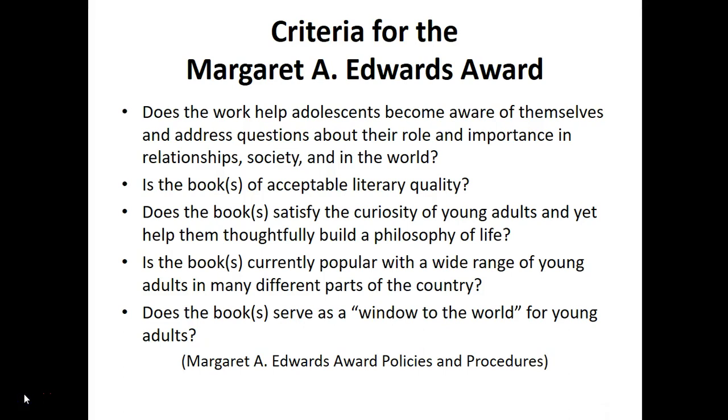The criteria for the Margaret A. Edwards Award include some of what we've been discussing on our discussion board as far as quality versus popularity. It includes both. So, does the work help adolescents become aware of themselves and address the questions about their role and importance in relationship to society and the world? Is the book of acceptable literary quality? Does the book satisfy the curiosity of young adults and yet help them thoughtfully build a philosophy of life? Is the book or books currently popular with a wide range of young adults in many different parts of the country? Does the book serve as a window to the world for young adults? So that's in the award's policies and procedures.